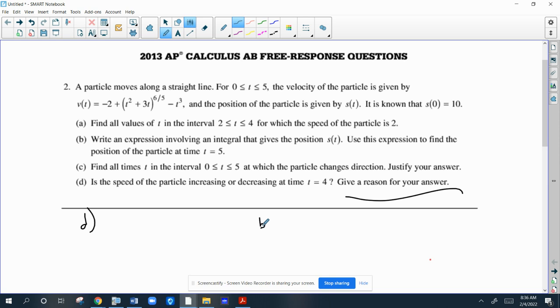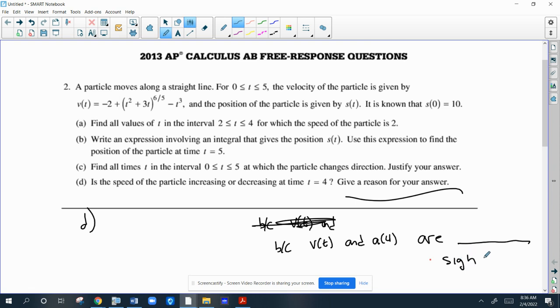So because v of 4 and a of 4 have different or the same sign. So now we have to figure that out. We have to figure out what v of 4 is, and then we have to figure out what a of 4 is. These are calculator questions, so very simple.